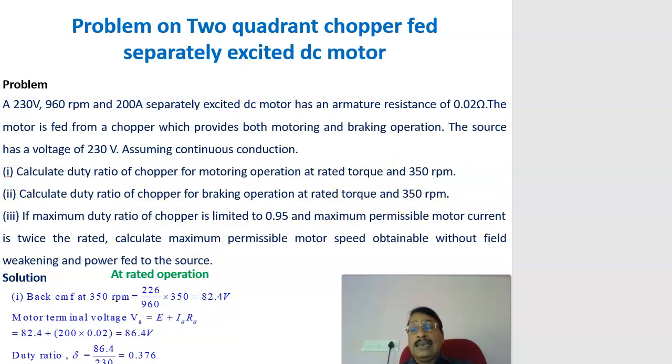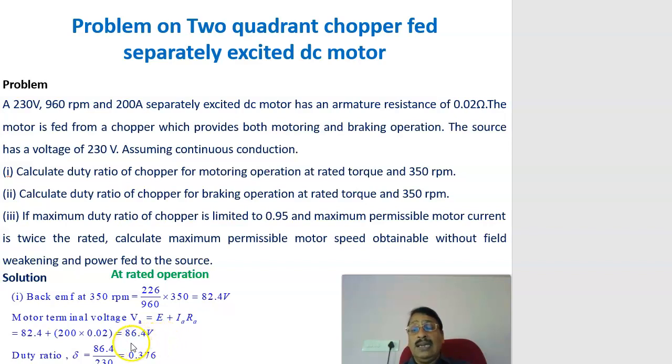Okay. Next, we calculate the motor terminal voltage. Motor terminal voltage V_a is equal to the back EMF plus I_a R_a. The back EMF we calculated is equal to 82.4 volt. Rated condition means operation at rated torque, which is why the current is rated: 200 into 0.02, R_a. Then you will be getting it equal to 86.4 volt.